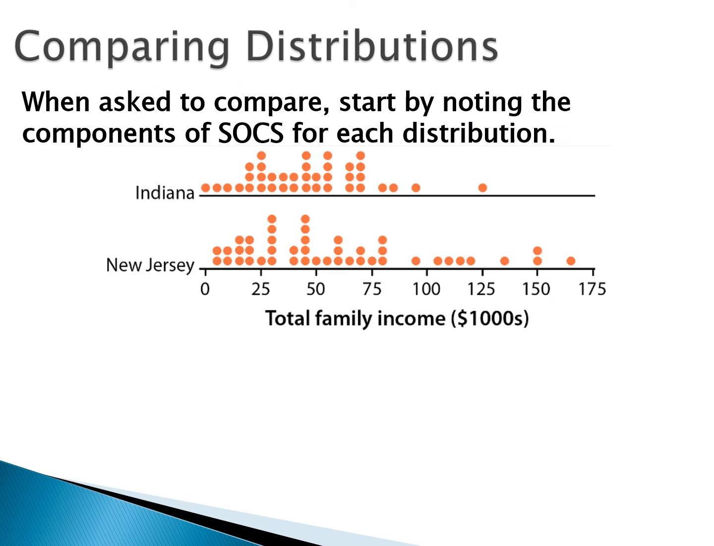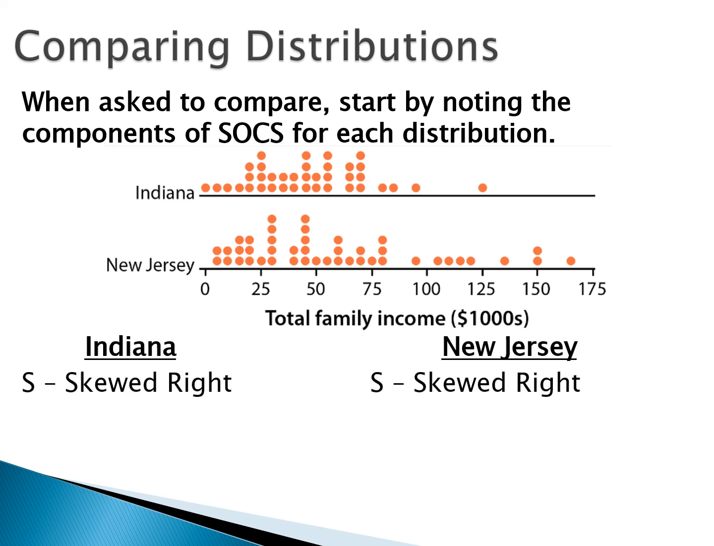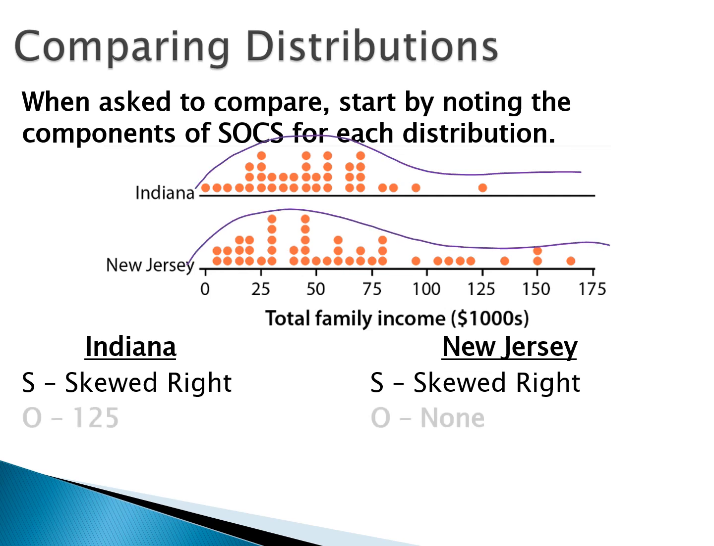Similar to the last section, we'll sometimes be asked to compare distributions. And when we're asked that question, we always want to note what's the same, what's different. And since it's a quantitative graph this time, we're going to use SOX. So before I actually answer this question, I'm just going to note the components of SOX for each of these. So the shape for both is skewed to the right. We can see it kind of trails off to the right there in both of these distributions.